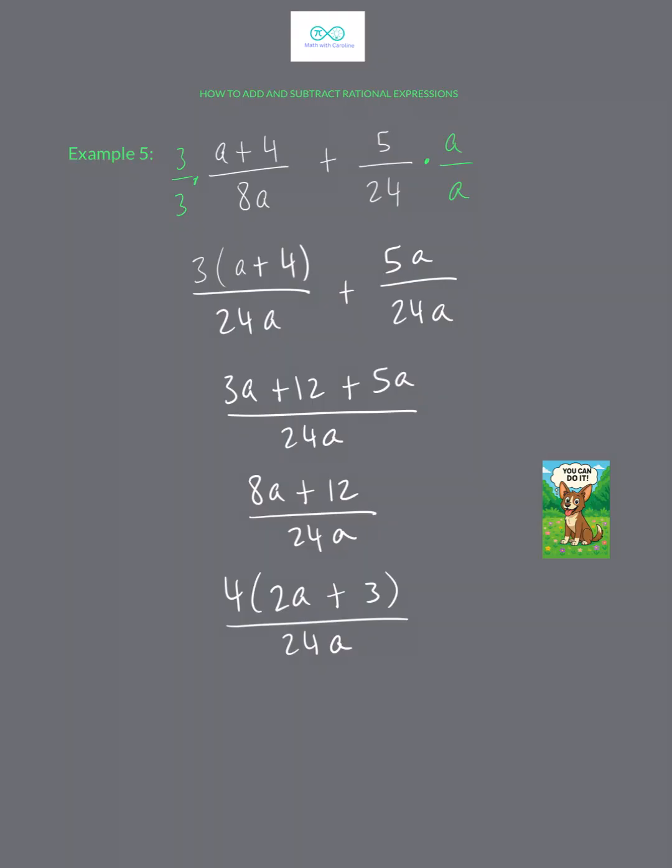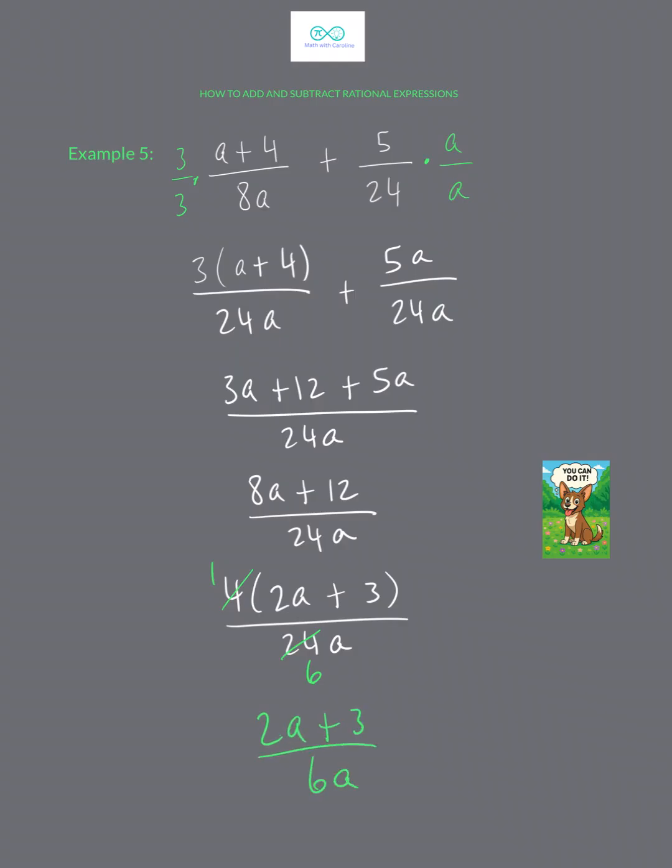4, so go ahead and factor it. So when we factor out a 4, we have 2a plus 3 left in our parentheses, and now we can see that we can divide out this 4 with this 24. So 4 divided by 4 is 1, and 24 divided by 4 is 6. So make sure that 6 ends up in the denominator, not in the numerator, because you have 4 over 24. So now we're ready to write our final answer, which is 2a plus 3 over 6a.